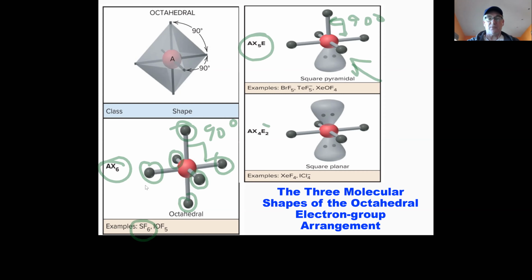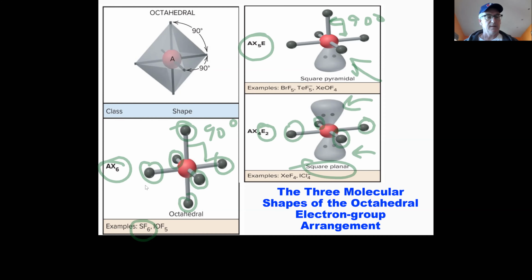Then when I have 2 lone pairs of electrons, I put them on the top and the bottom to be as far away from each other as they possibly can, with atoms around the middle. And this looks like a square plane. So rather than having a trigonal planar, we have a square planar this time because we have 1, 2, 3, 4 atoms in a plane surrounding the central atom in the molecule.